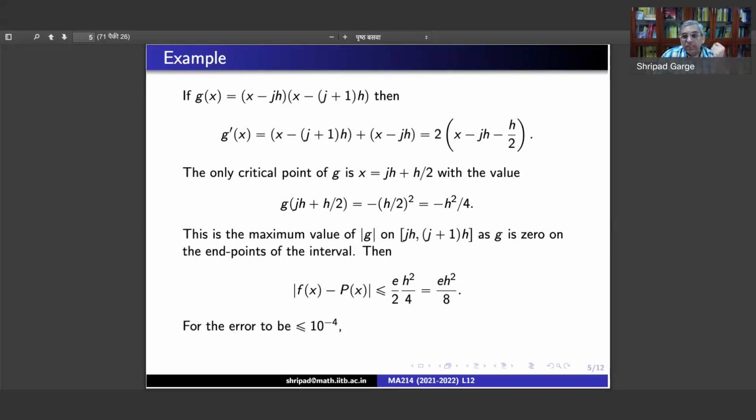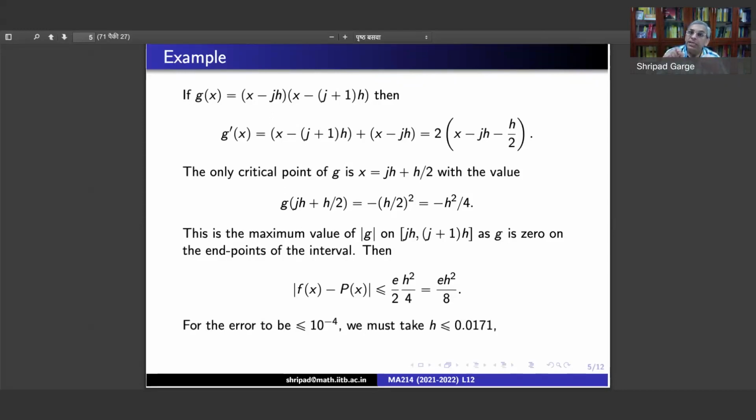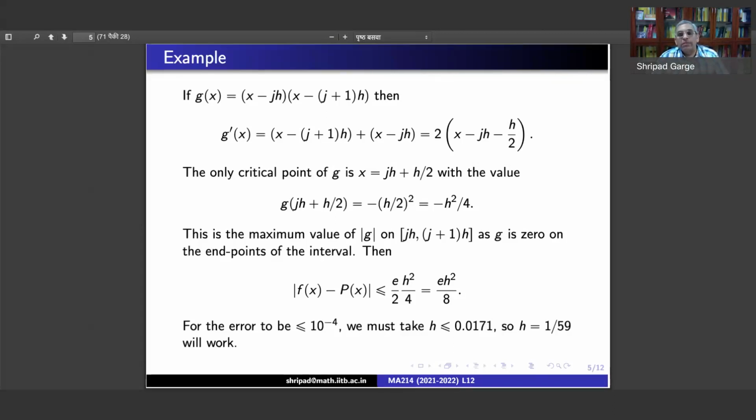So e h square by 8 has to be less than or equal to 10 power minus 4. You multiply by 8 on both sides, divide by e on both sides. That gives you h square to be less than or equal to some quantity. Take the square root and it gives you that h has to be less than or equal to 0.0171. Now this h has to be something which is 1 upon an integer. So we take h to be 1 upon 59 and that will work.